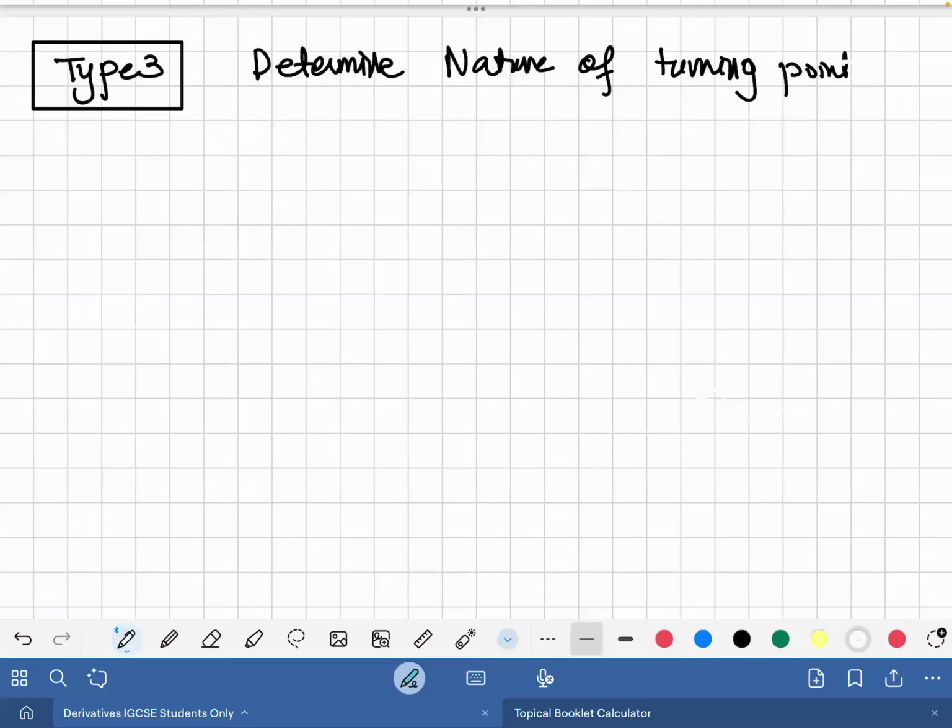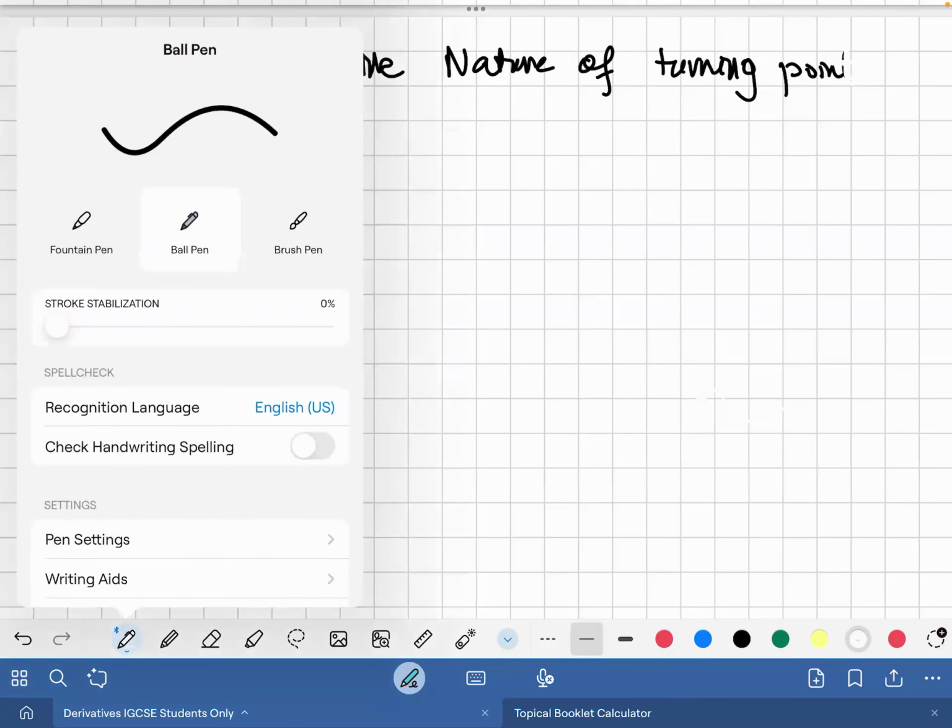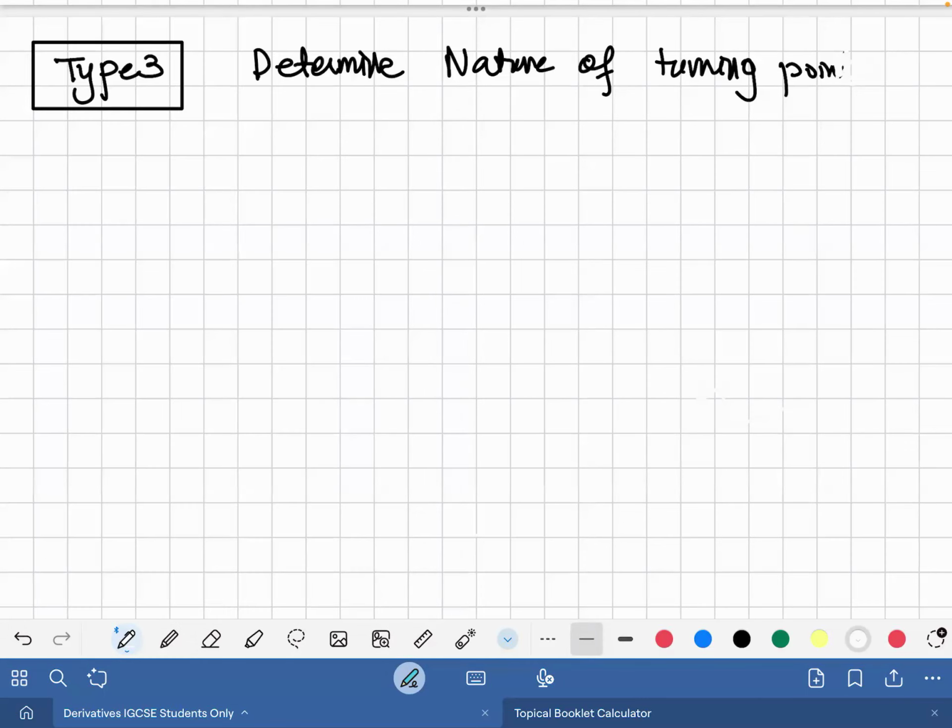Just give me a second. Uh-oh. I thought, what happened? I have selected white color. That is the reason the pen was not writing.